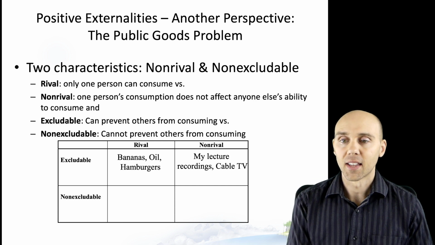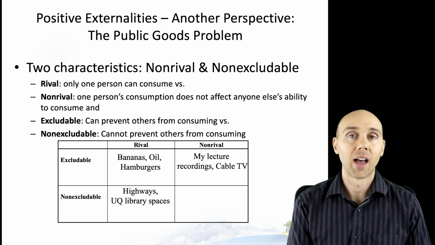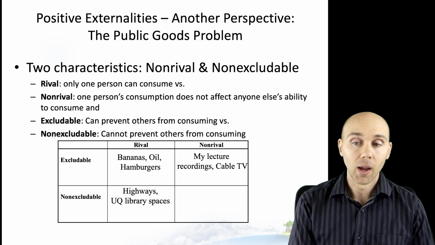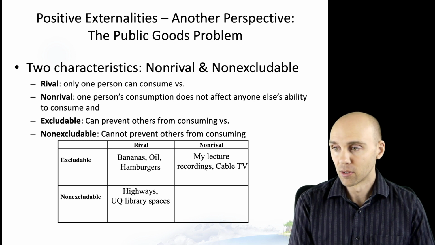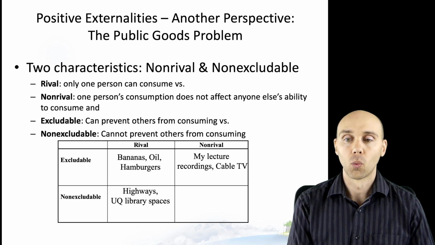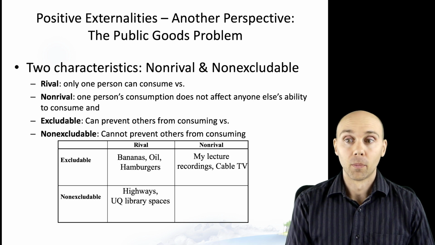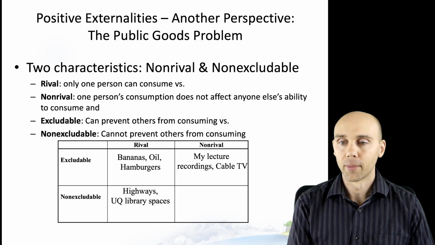What about things that are rival but non-excludable? Non-excludable means that you can't keep people out from them. Well, it would be something like UQ library spaces or highways that often get quite clogged, those sort of things. These are examples where you can't stop people from using these things, any sort of public library as well. Or a very popular beach, say Bondi Beach. One's enjoyment might go down the more people who come there, but you cannot stop people from going there.